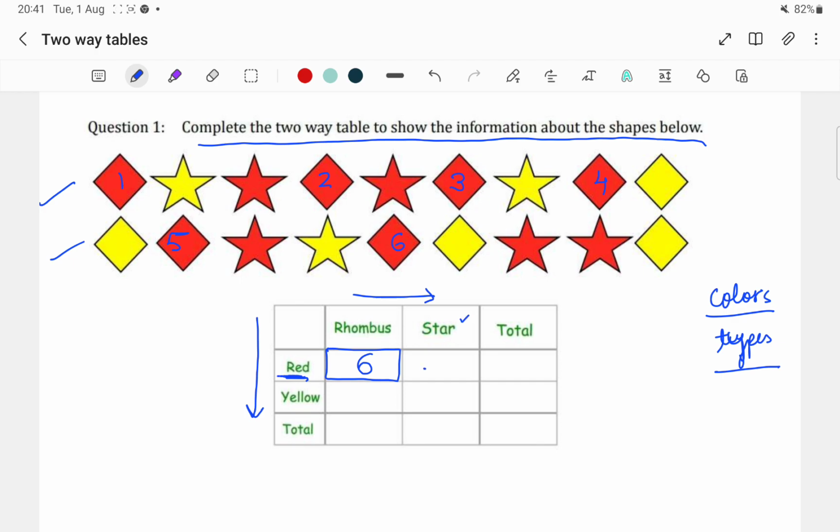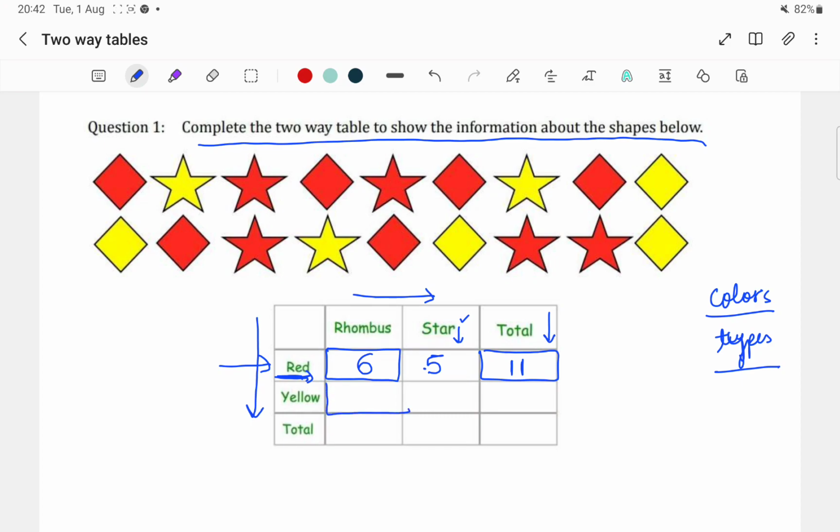Now what kind of star? Red and star. So one red star, two red star, three, four, five red star. So I will be writing here a value of 5 red stars. Next comes total. So red stars and red rhombus: how many red shapes? This total is basically going this way, red shapes in total. Even if they are rhombus or stars, they are red, so 6 plus 5 gives me 11.